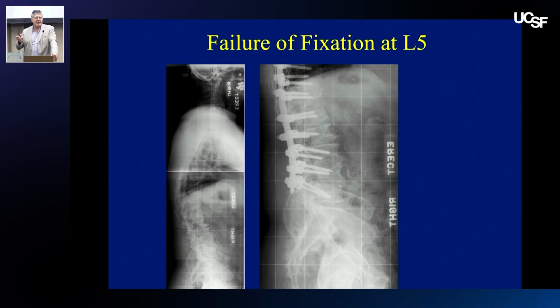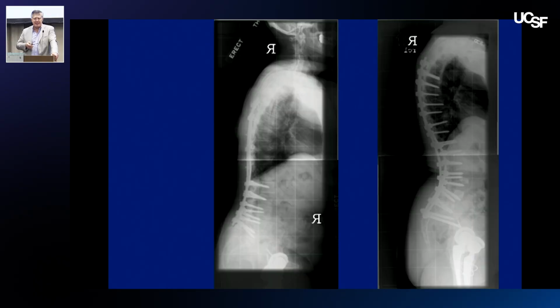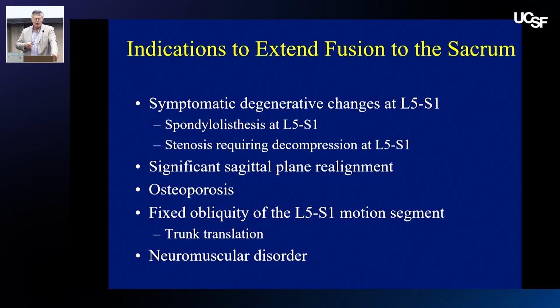So failures of fixation of L5, we all recognize, and there's any number of examples. So when do we have to fuse down to the sacrum? Well, number one is we recognize symptomatic degeneration of L5-S1. Spondylolisthesis, I think, is an indication to include the sacrum. Symptomatic stenosis.